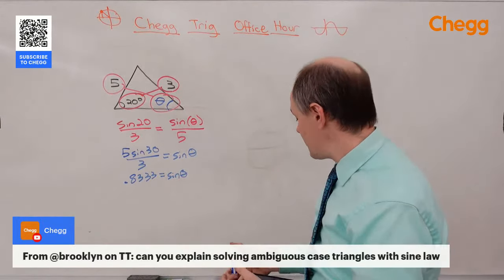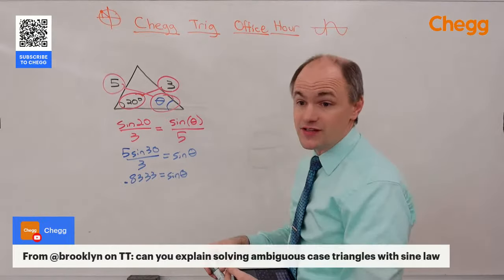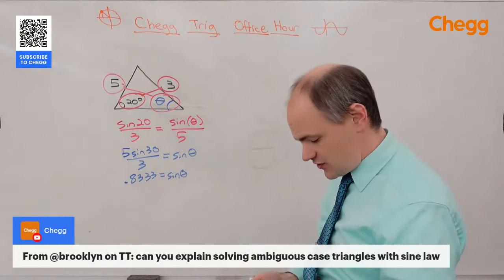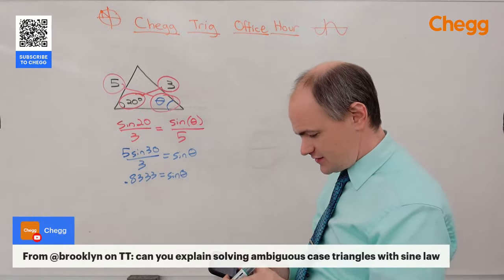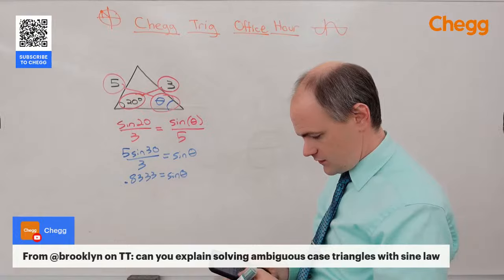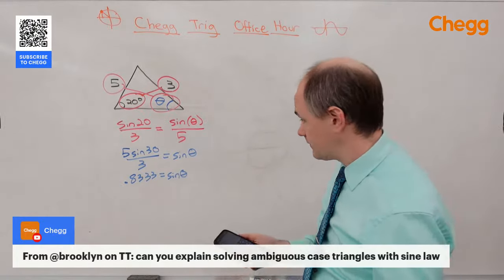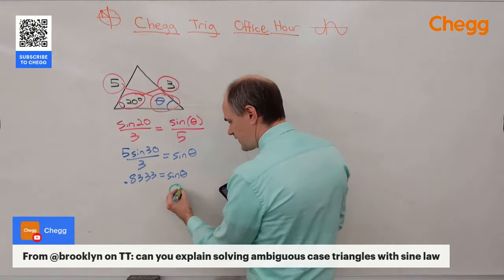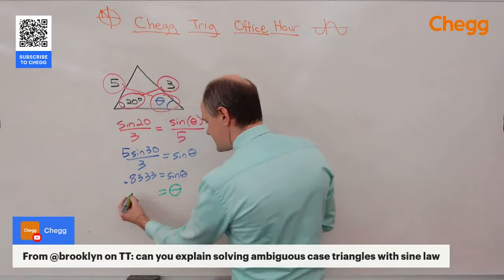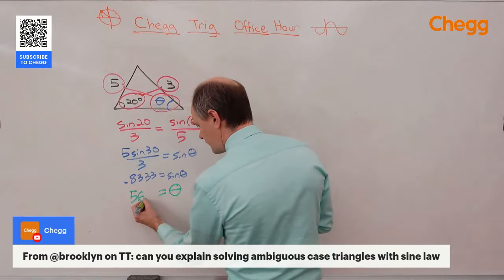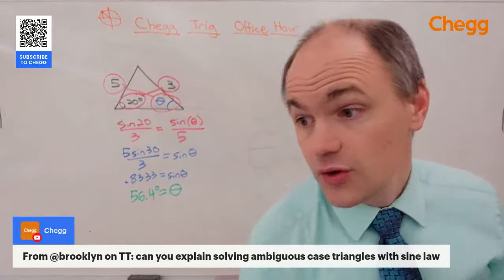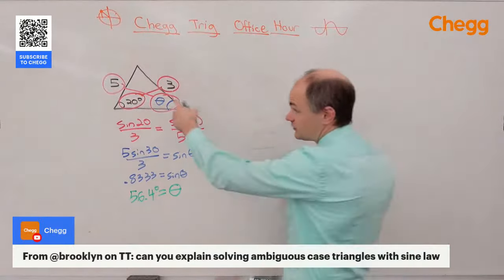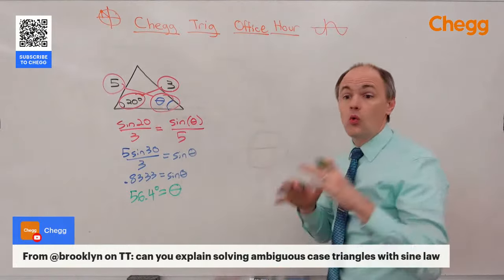So then if I want to figure out what theta is, we should just be able to take the sine inverse of this function. So when I do the sine inverse of this answer, if I can type it in correctly, I end up with theta is equal to 56.4 degrees. And so a lot of students will say, okay, that angle's 56.4 degrees, we're done.